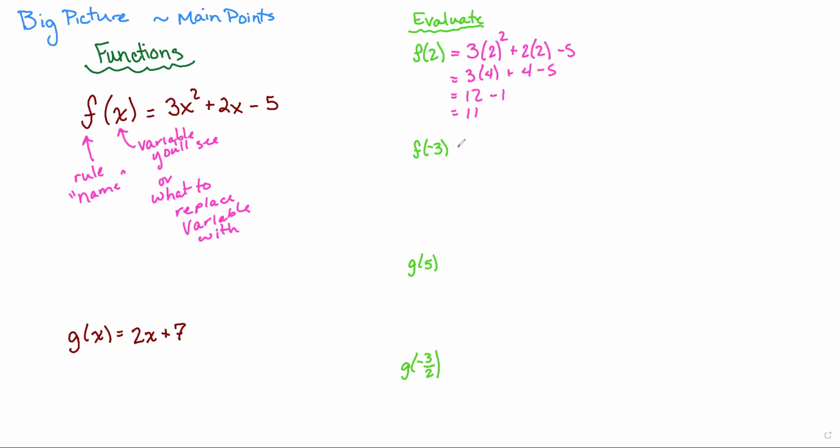If I'm plugging in a -3, I'm going to do the same thing. It's f of -3. So all of my x's this time in my f function are going to become -3s.